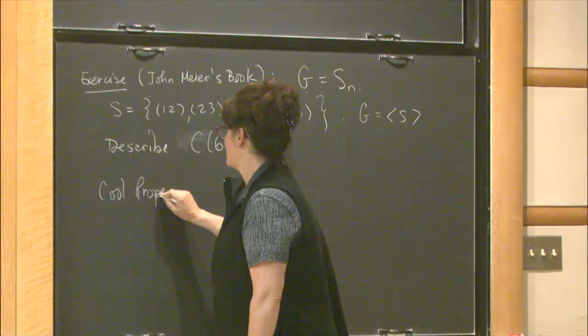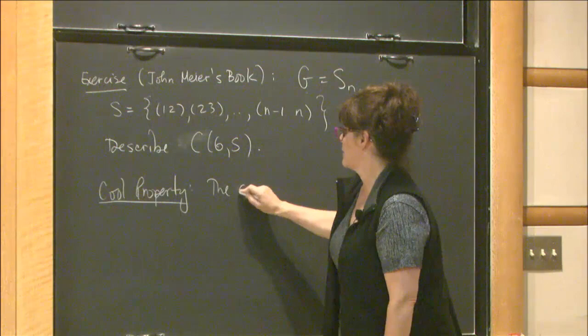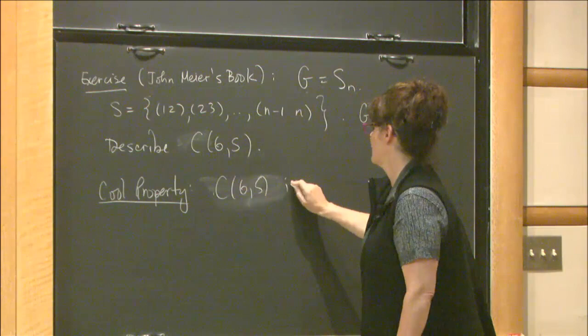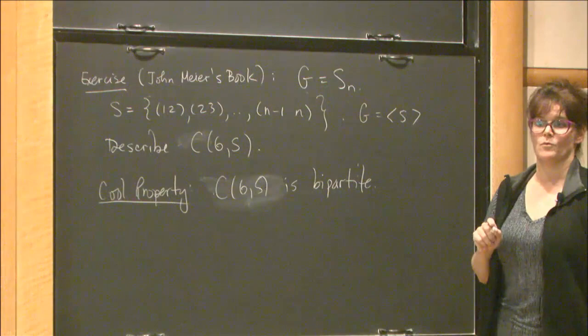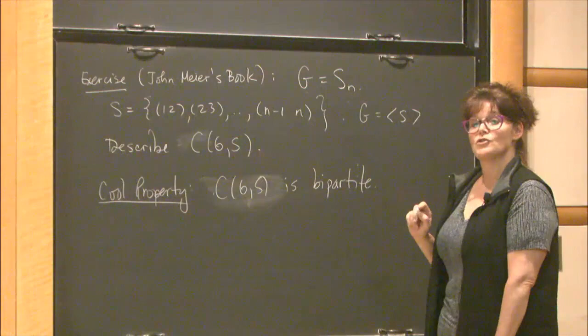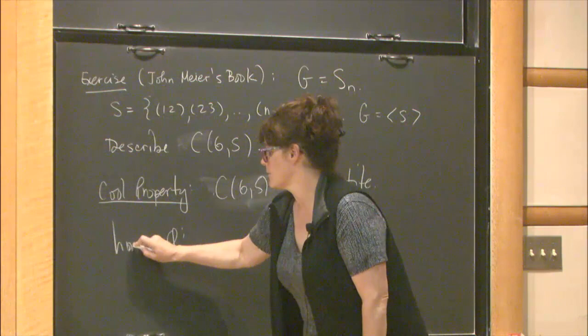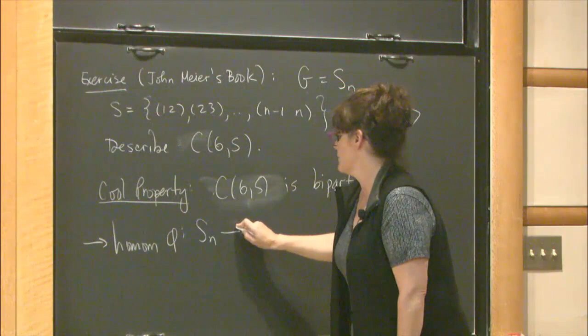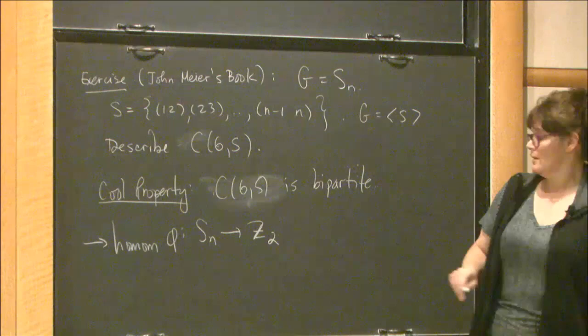And that is that the graph, well, I should just call it what it is. This Cayley graph is bipartite. That's something you can prove about it once you are able to describe it. All right, you can prove that it's bipartite. And what that allows you to do, it's easy to see that you can then get a homomorphism from the symmetric group to the cyclic group of order 2 that takes a permutation.